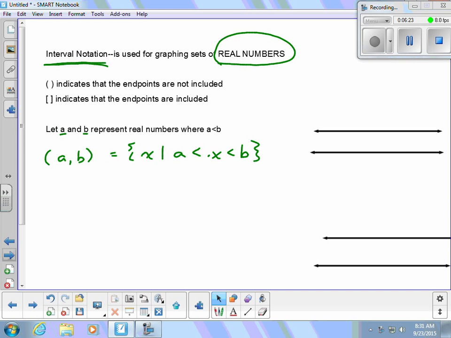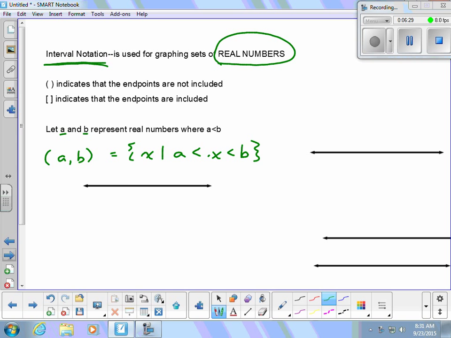We can show this on a number line. If we put the values, show where they are on the number line, we can actually show the interval using the same type of brackets. Okay, so this just shows that we're including all of the values between A and B. The round bracket says we're stopping just shy of A and just shy of B.